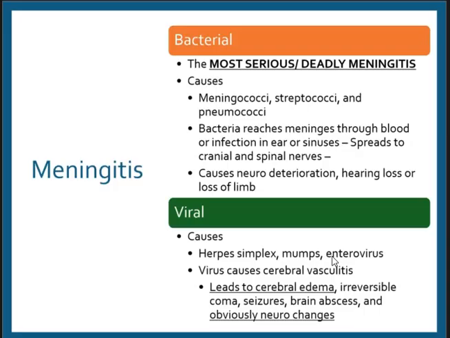Bacteria reaches the meninges through blood or infection in the ear or in the sinuses, and then is going to spread to the spinal nerves, the cranium, and then through that protective layer, the meninges. Causes neurodeterioration, hearing loss, loss of limbs. It could increase intracranial pressure, decrease blood flow, all kinds of awful stuff. Viral meningitis is typically caused by herpes, mumps, or enterovirus.